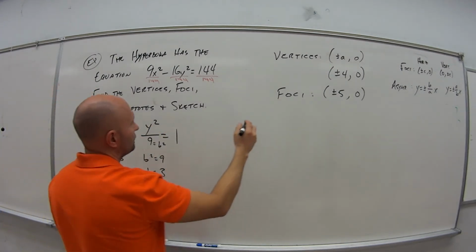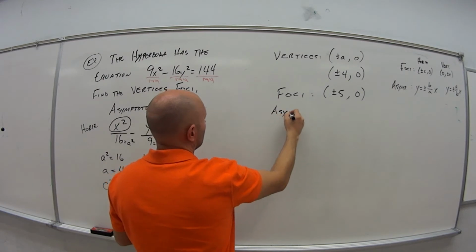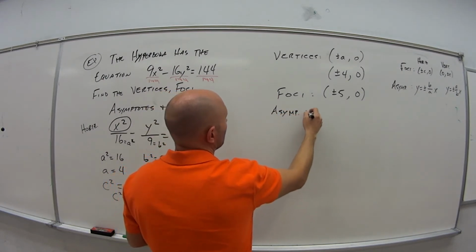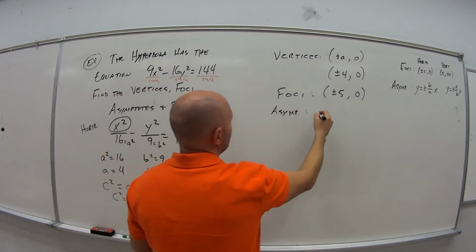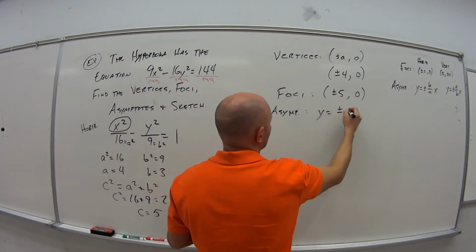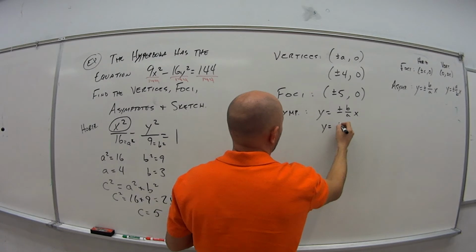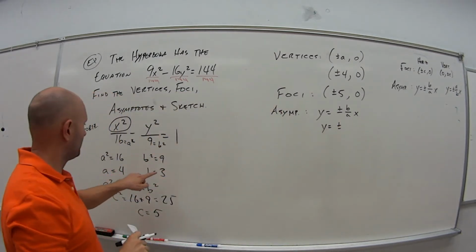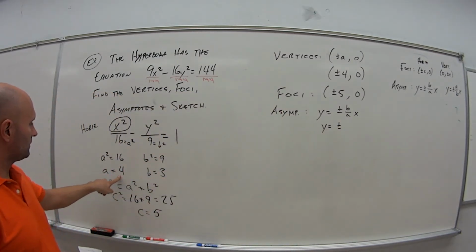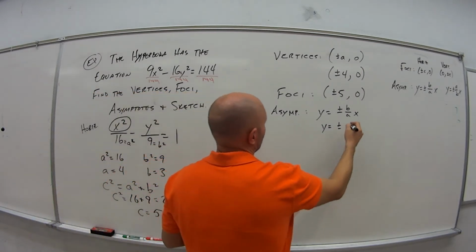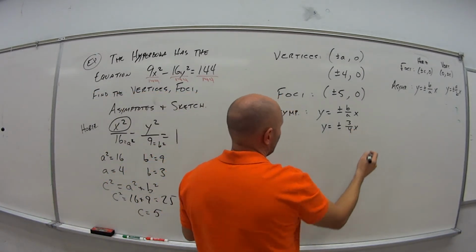So our asymptotes for this one, because it's a horizontal, are y is equal to plus or minus b over a times x. So that's y is equal to plus or minus, well, our b is 3, a is 4. So 3/4 x.